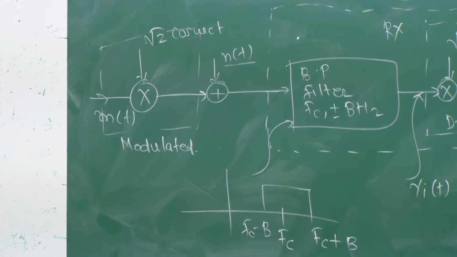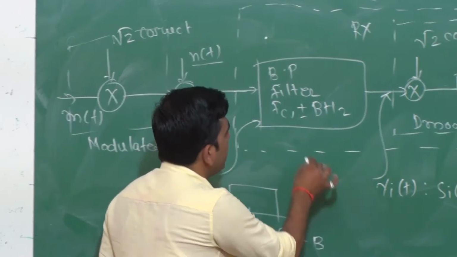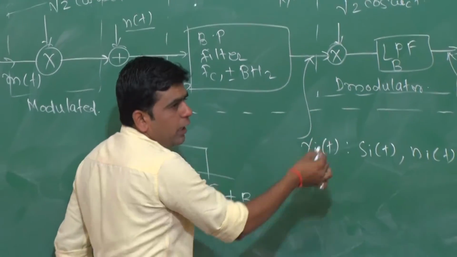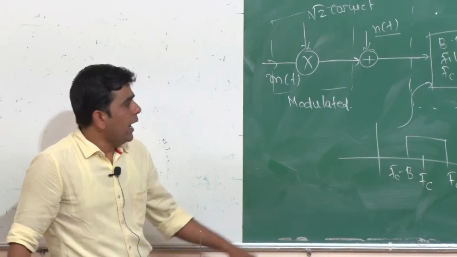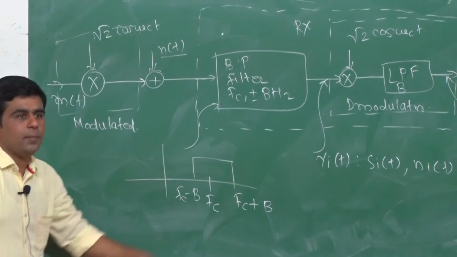Then it is input to your receiver. This receiver generally has a band pass filter and a demodulator. This band pass filter is centered at frequency fc with bandwidth plus minus capital B.